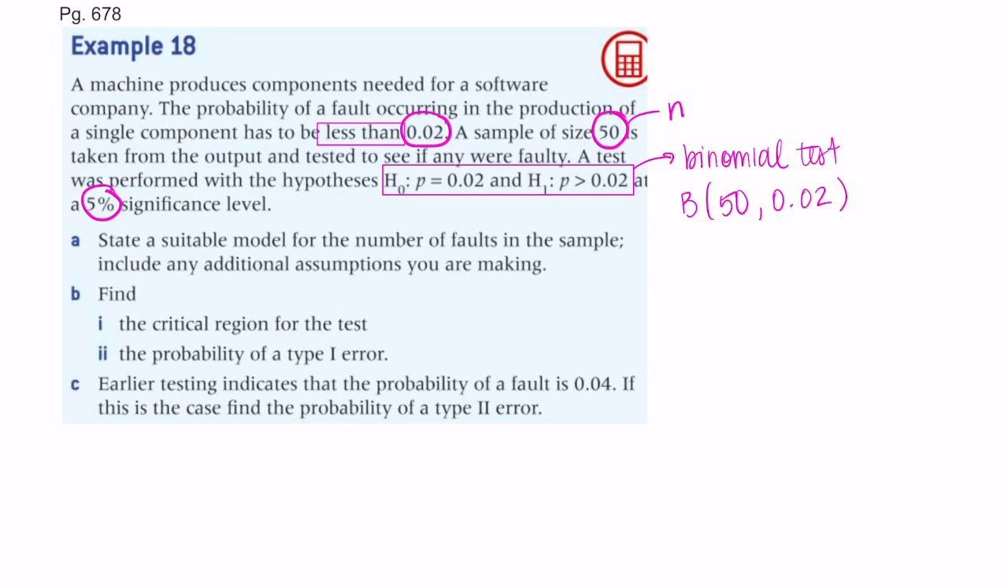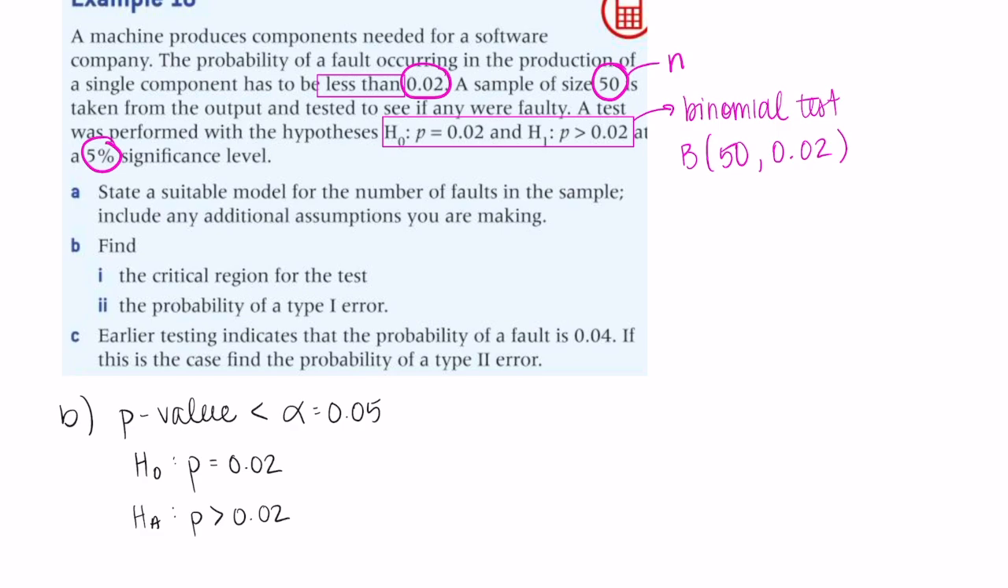Now for the critical region, that is when our probability, or p-value, is less than our significance level of 0.05. So this is where we're going to make a table. Our hypotheses here, we're already told, are that p equals 0.02 or we're greater than 0.02. We're going to create a table in order to figure out what our critical region is.